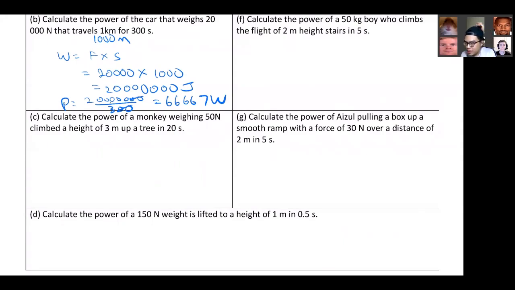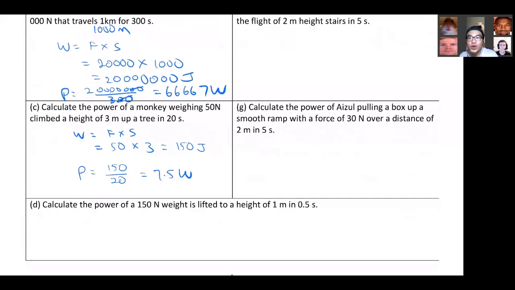Okay, this one is very simple here. Work done is force times displacement. Force is 50, displacement is 3, you get 150 joule. And then for power, 150 divided by 20, you should get 7.5 watt. You see the watt here is very low because the monkey is very light.